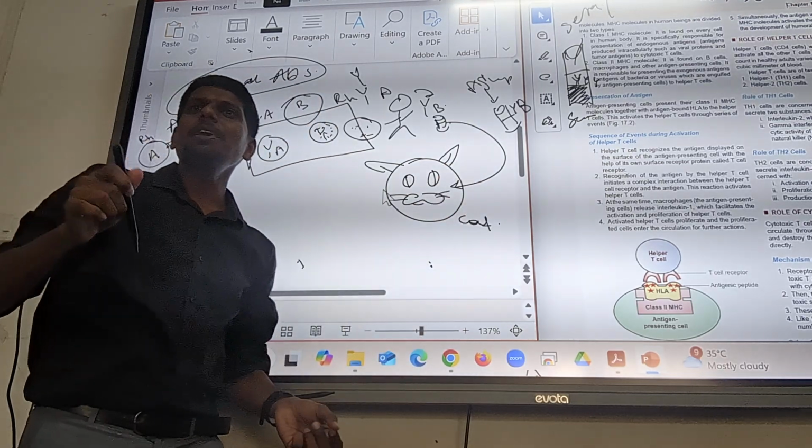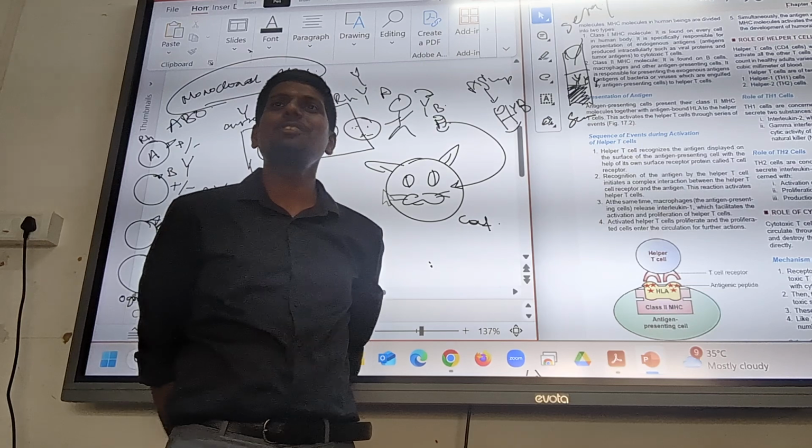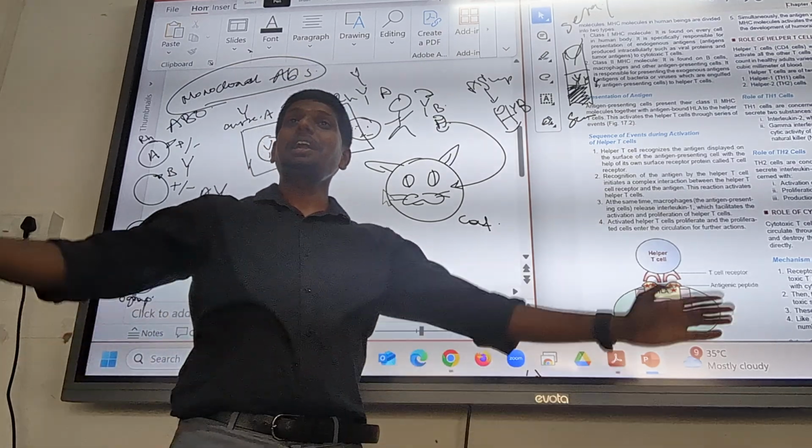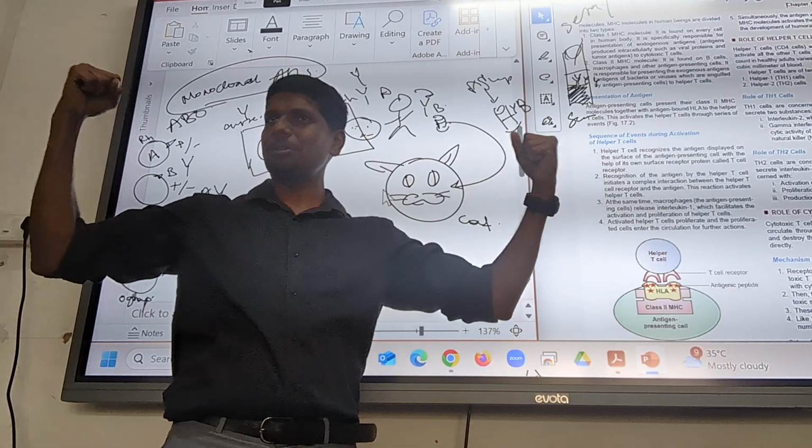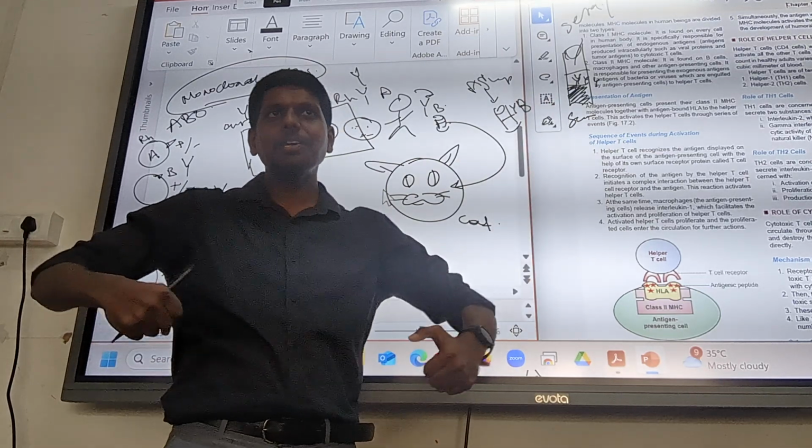Will the cat become immunized now? What happens within the cat? Will it get a super boost, super immunity? Will it become a more powerful antibody cat?